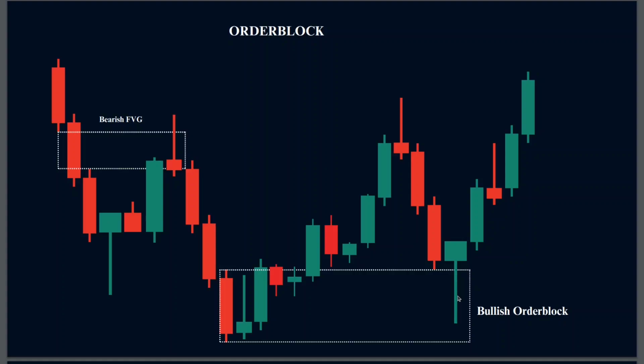This is another block. But in this kind of scenario, there are other blocks that are not valid. Other blocks are mainly associated with a fair value gap. We have the fair value gap for us to be sure that this order block is a valid order block.